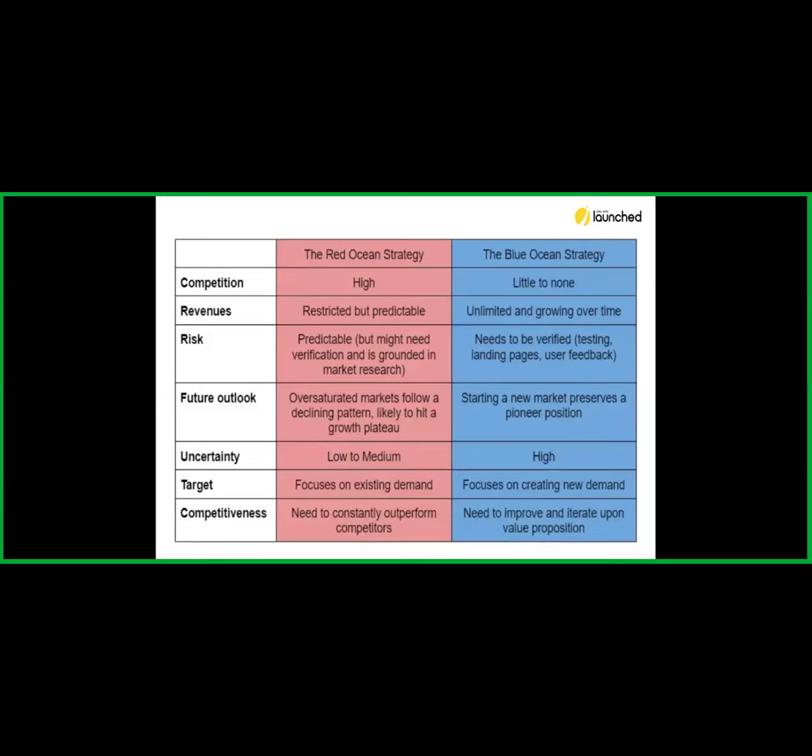Now, if we talk about the parameter of uncertainty, uncertainty in red ocean is low to medium. Why low to medium? Because all the strategies have been tried and tested. The results of the strategy we are aware of, because either our company had implemented that strategy or some other competitor had implemented that strategy. So we are aware of the results of a particular strategy, and that's the reason why we are saying that uncertainty is either low or medium when we are talking about red ocean strategy.